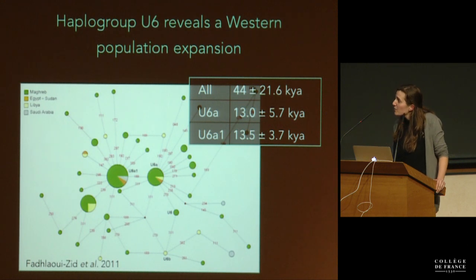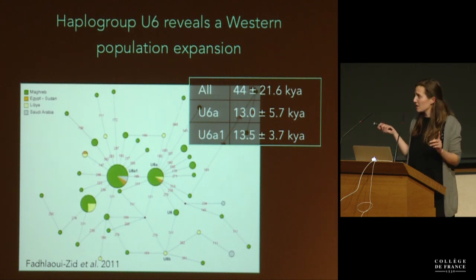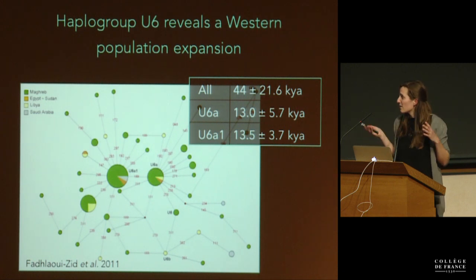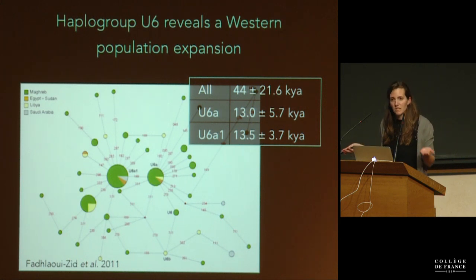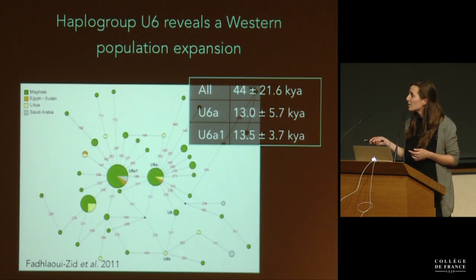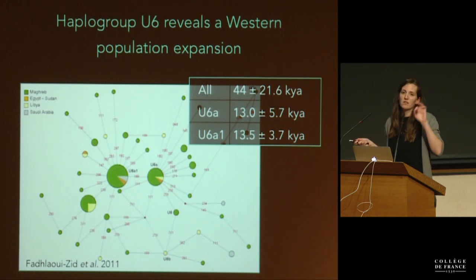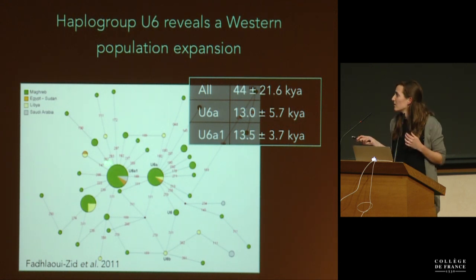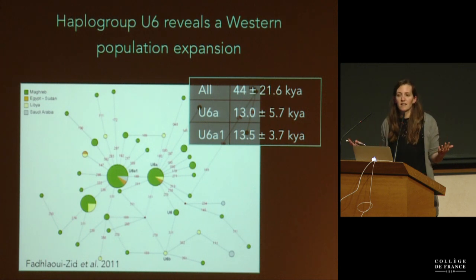So again, we have the U6 haplogroup. This is a phylogenetic network. In red, there are the mutation positions that go from one place to another. But the most interesting part here is that green is in Maghreb. So basically, the frequency of the presence of this haplogroup is in Western North Africa. But more importantly, you find those big circles and then all small circles that branch off from the node. We call this the node. So this is called a star-like shape distribution. And it's actually in agreement with population expansion.